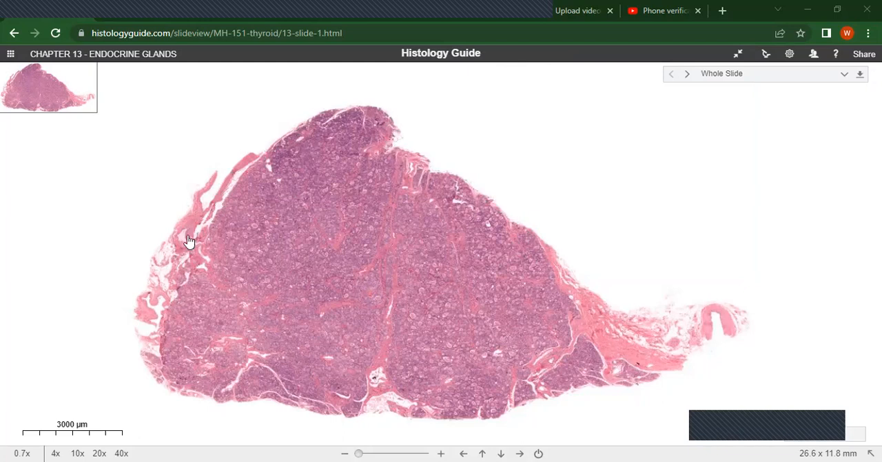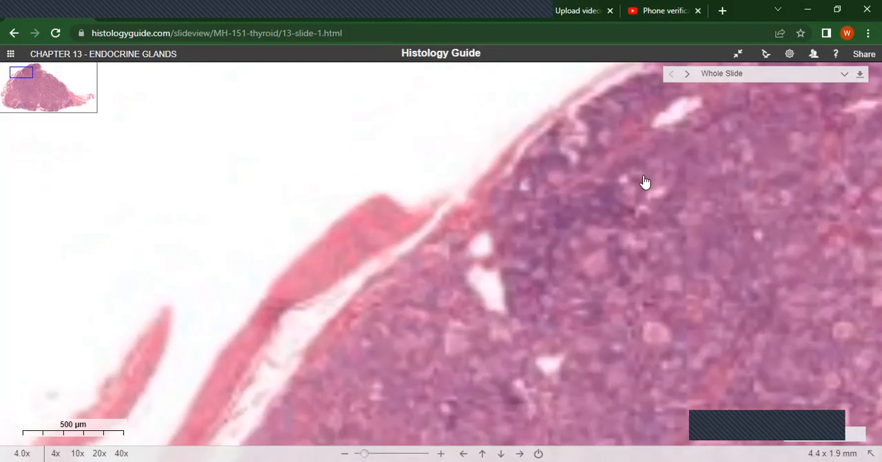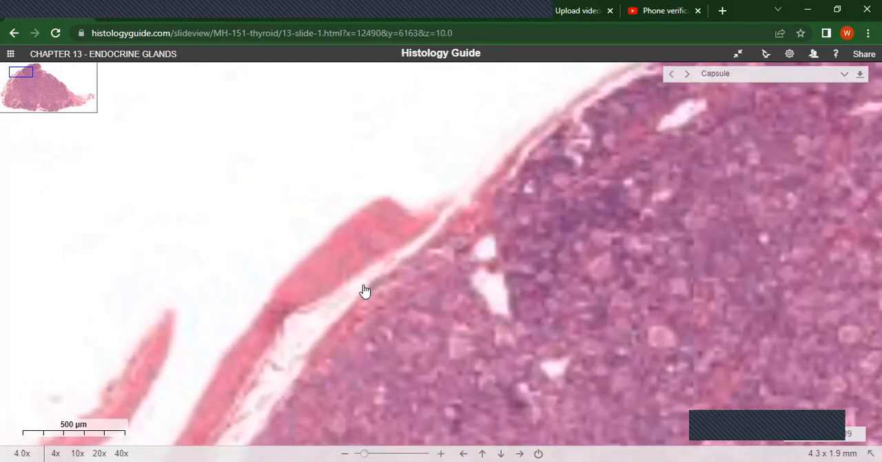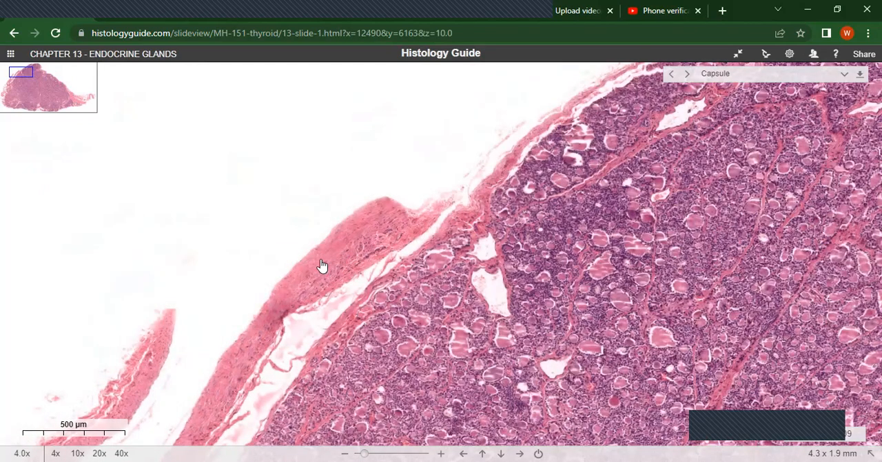Capsule. Maybe a closer view will help you to see that clearly. Yes, this is the capsule over here. I hope you can see the capsule here. Then you can see the capsule is sending in some septa or trabeculae to lobulate the gland into several lobules. Each lobule consists of aggregations of follicles.